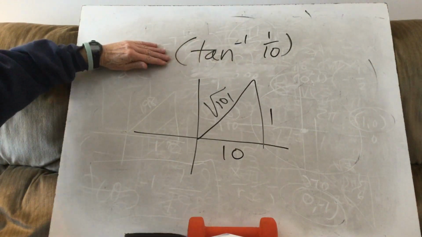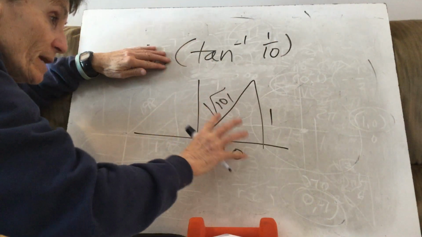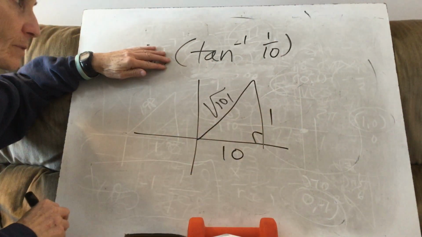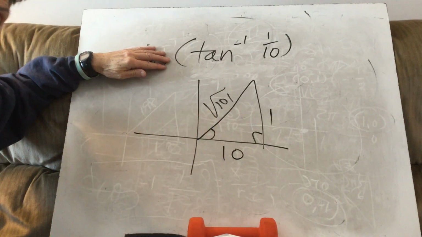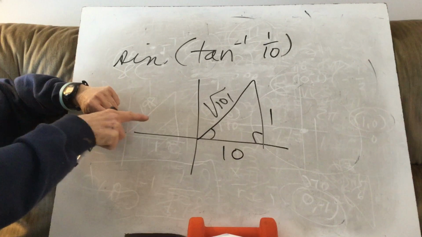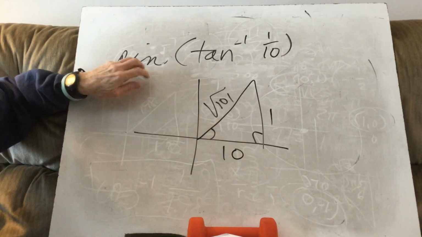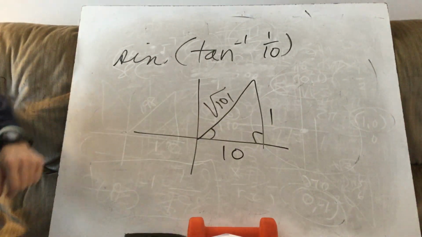Now, I haven't done anything with this. I started in the parentheses, and I drew a picture of that angle. Okay, right there it is. Now, what is the sine of that angle? Right there. What would the sine be? That's what the question says. What is the sine of this angle?